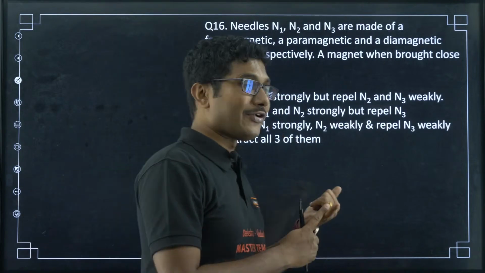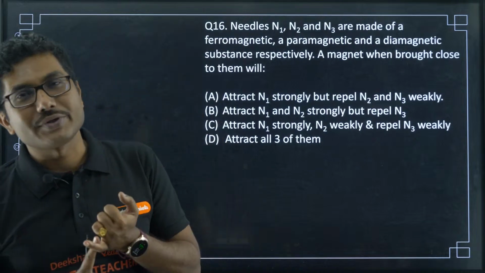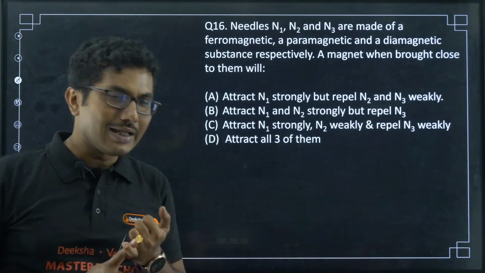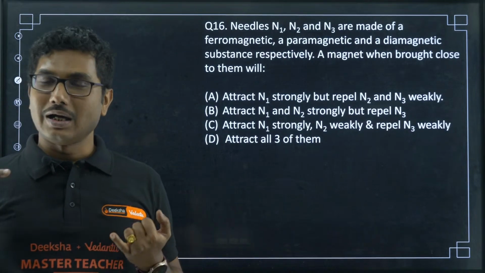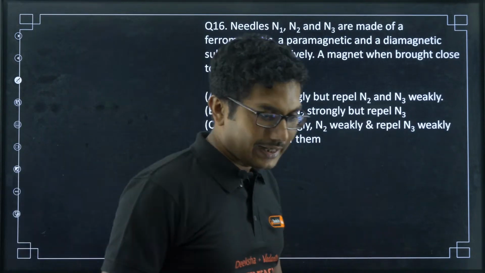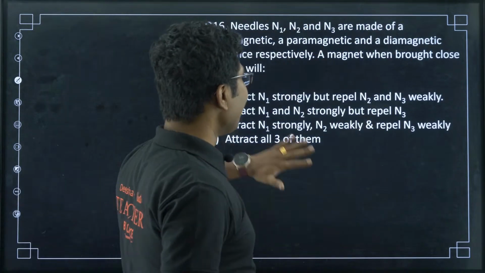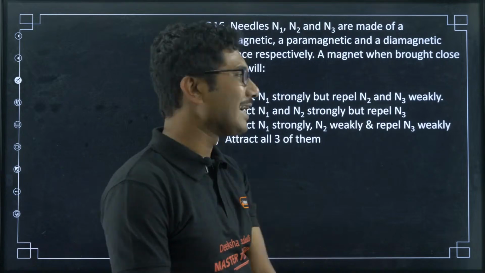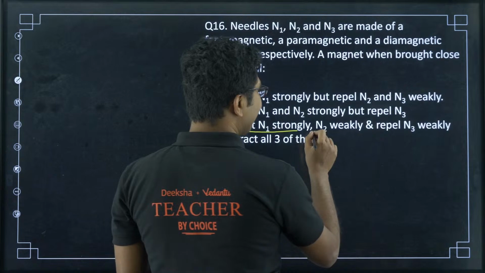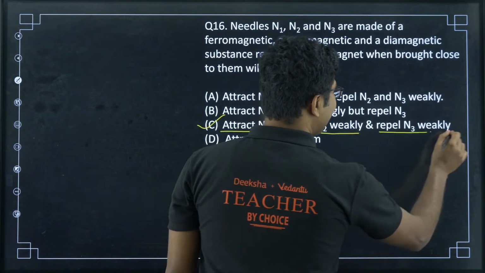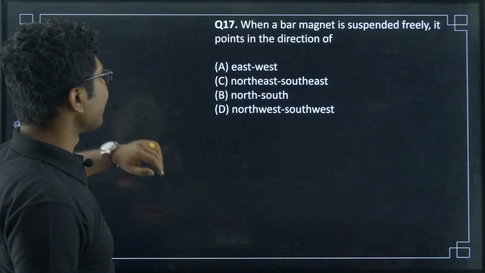The ferromagnetic substance will be attracted strongly, paramagnetic substances will be attracted weakly, and diamagnetic substances will be repelled weakly. So the answer is 16C. You don't need to check anything because they have given the options in such a way that you can easily answer. This is a ferromagnetic substance, this is a paramagnetic substance, this is a diamagnetic substance. Now let's move on to the next question.